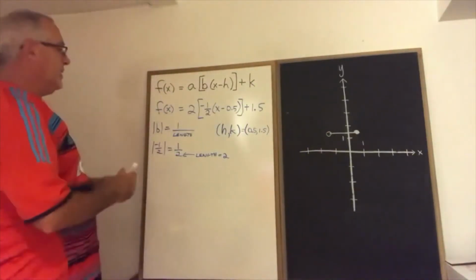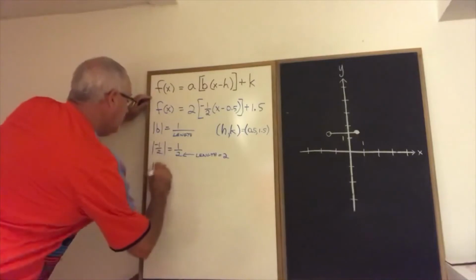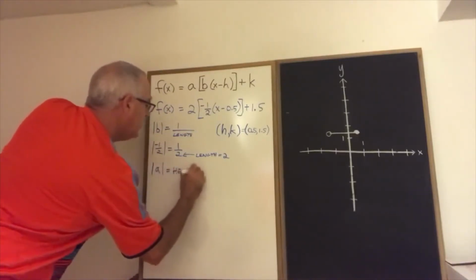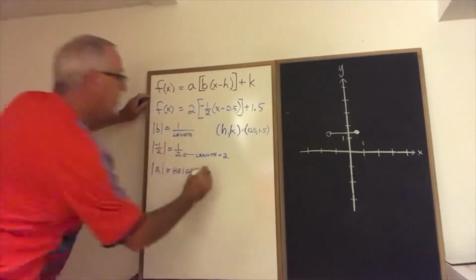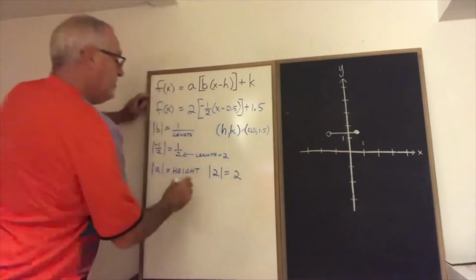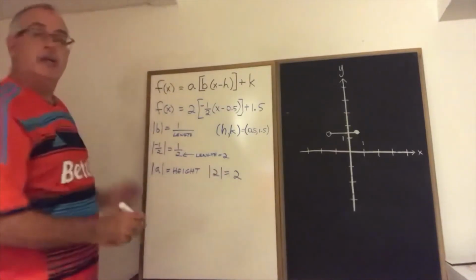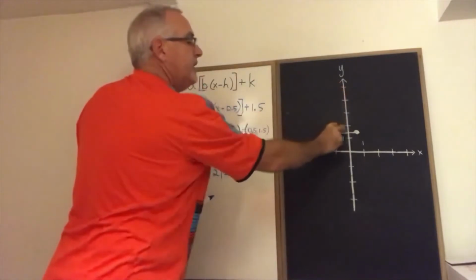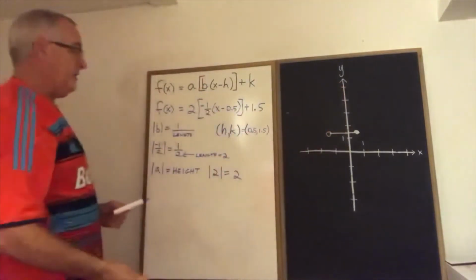Next thing to do is look at A. The absolute value of A is the height of the steps. In this case, the absolute value of A is the absolute value of 2, which is +2. My steps are 2 units in height. So therefore I'm going to need a step 2 units above this, a step 2 units below it, etc.